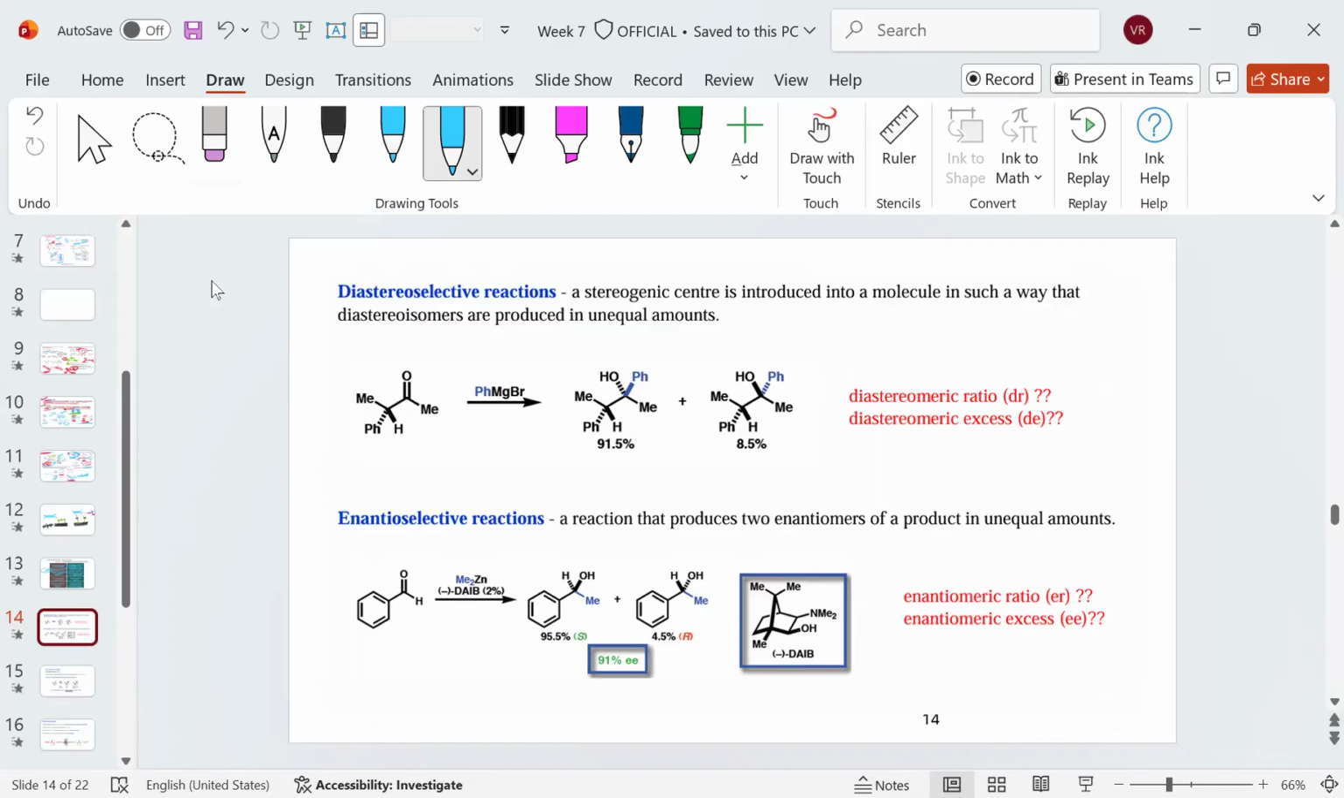Unequal amount means, as I mentioned, enantiomeric excess and diastereomeric excess. We'll see that one first, so then you can know. So let's take this example. In this example, let us say we are getting this enantioselective reaction. This is the simple benzaldehyde. We have used some reagent, with which you can see we are getting two products in which the hydroxy group is upward and the hydroxy group is downward.